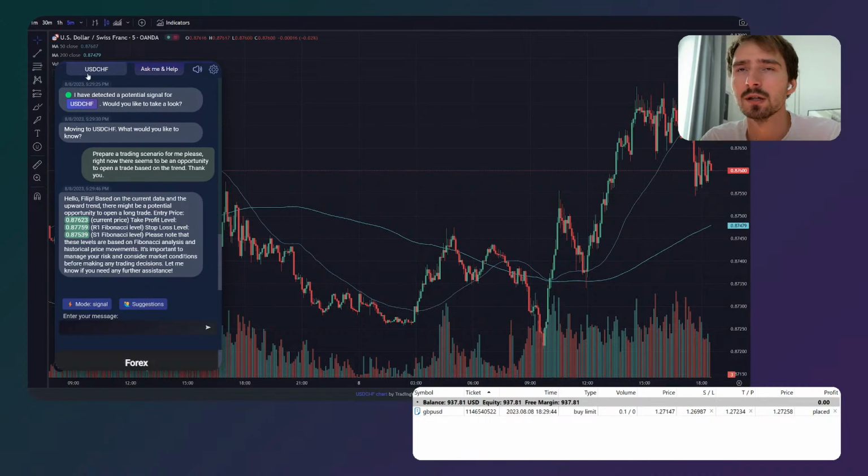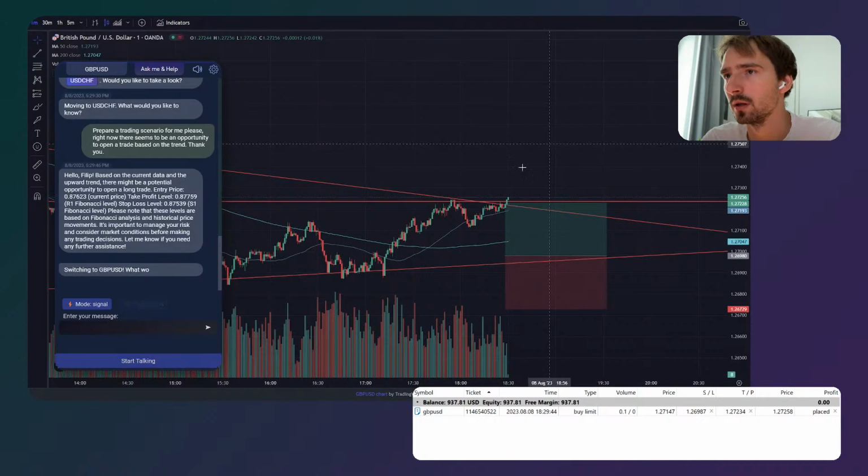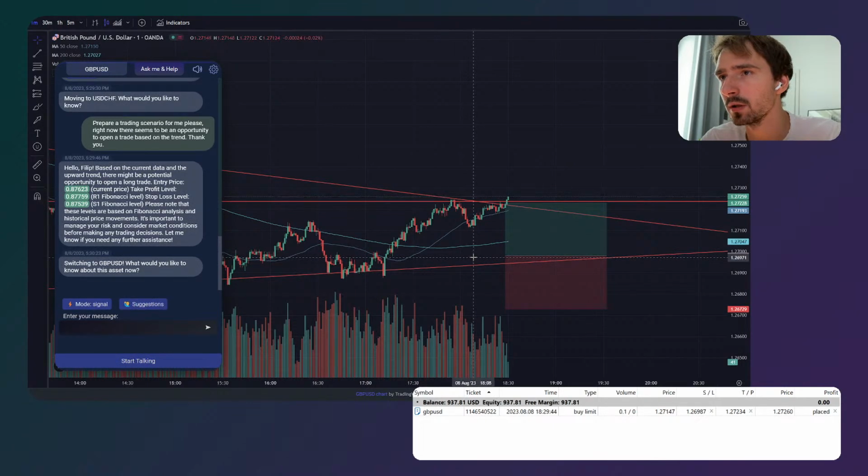All right, hang on a second. I'm going to go back to the British pound. Switching to GBP USD. What would you like to know about this asset now?